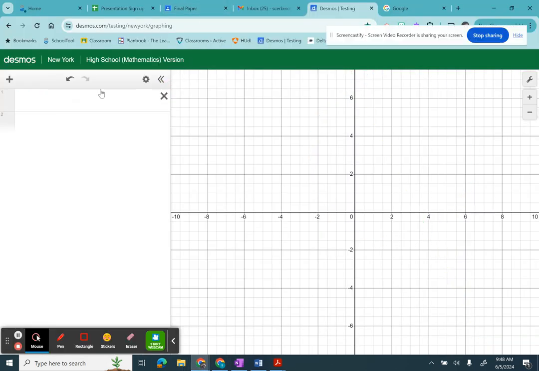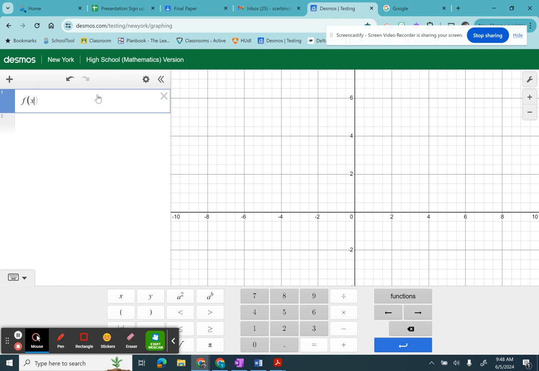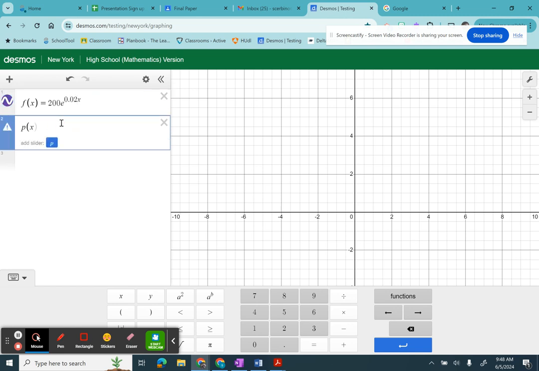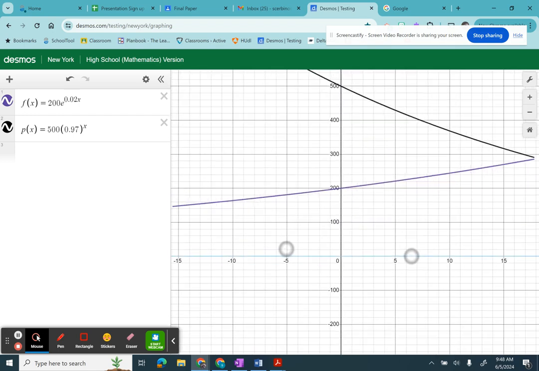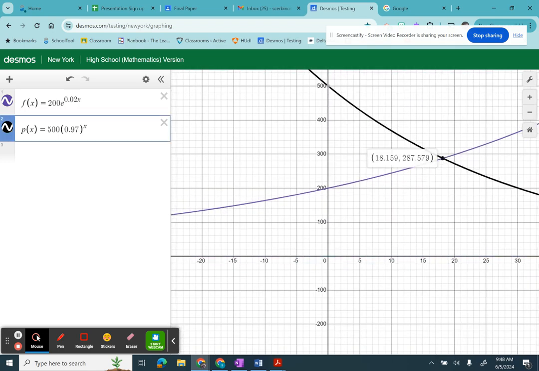So I'm just going to make two functions. So we'll make F of x for flamingos is 200 e to the power of 0.02x. And then we'll make our palm tree equation P of x equals 500 times 0.97 to the power of x. And I'm going to try and find my graphs because they have really big numbers. So we got to stretch here and see where they intersect. And we notice that they intersect at 18.159.